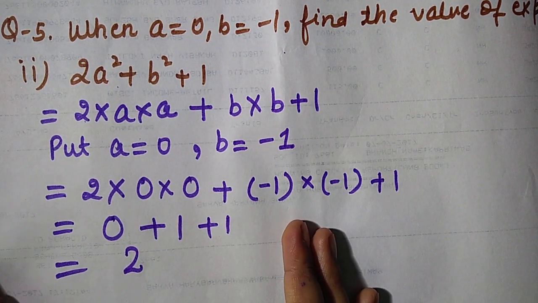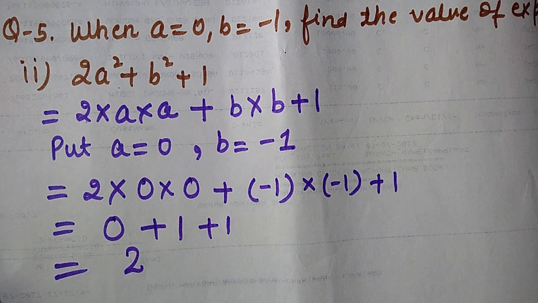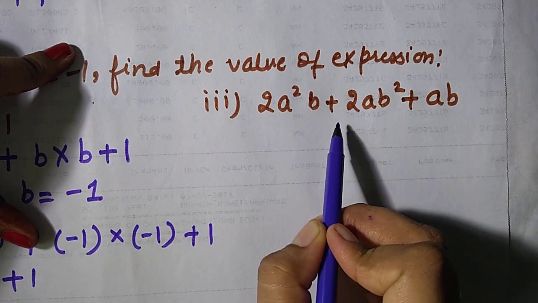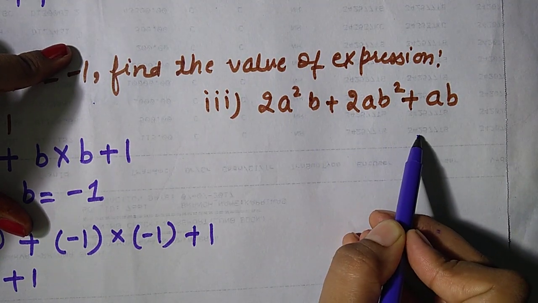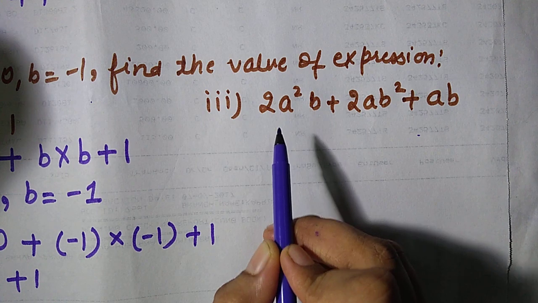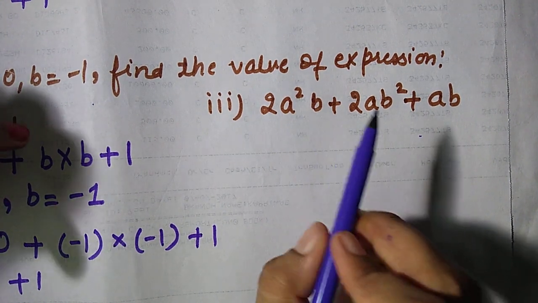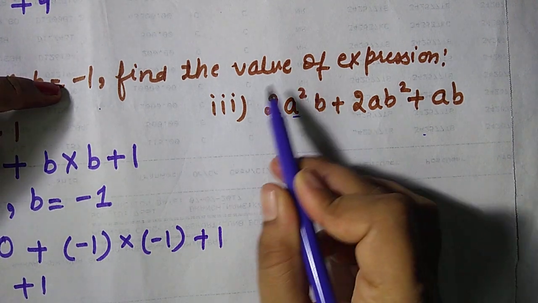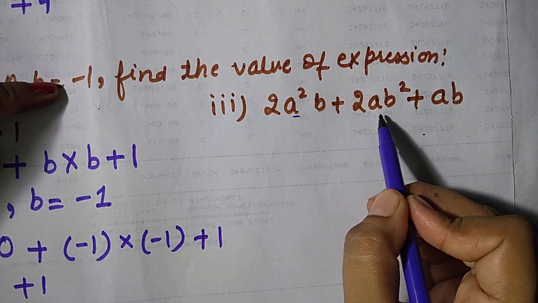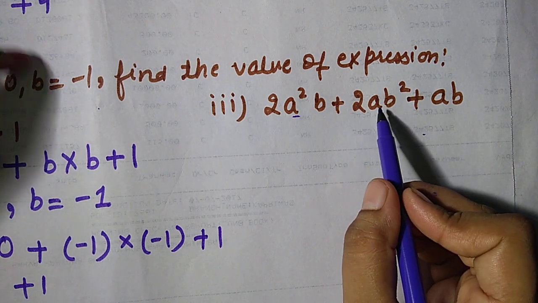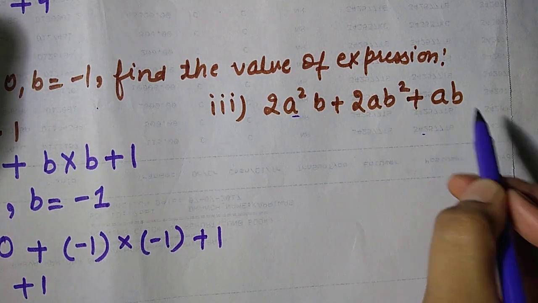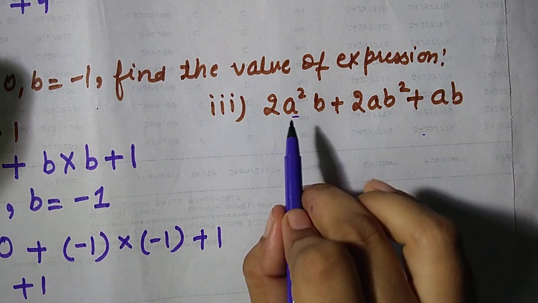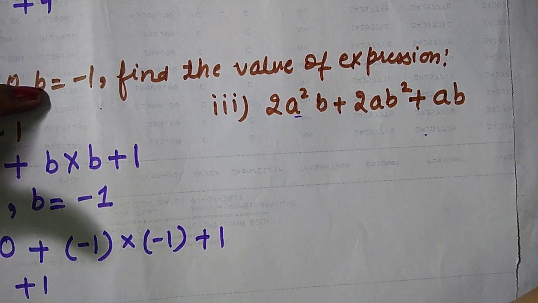Now I will take one more part of this question, that is part third. Part third is 2a square b plus 2ab square plus ab. In place of a I will write 0 and in place of b I will write minus 1. Here a is present, and if a is multiplied with any number it will be 0. Here a is also present in this term, so if I put a equals 0 then it will be 0. Again a is present, so if I replace a by 0 it will be 0. So 0 plus 0 plus 0 equals 0. So the answer will be 0.